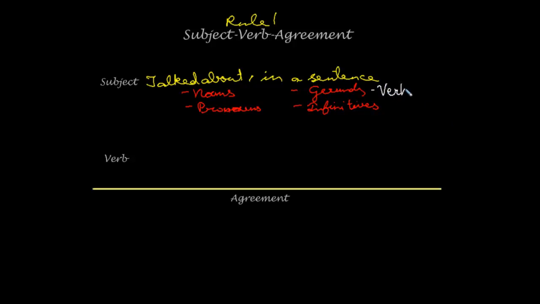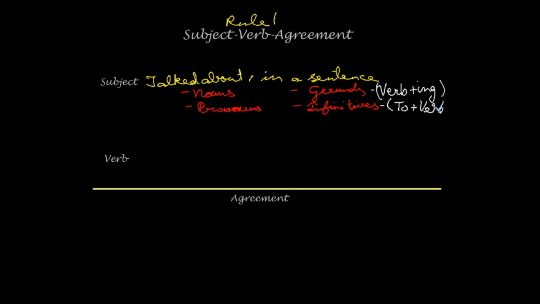When you add an ing to a verb, it becomes a gerund. For example, walk is my verb, which we have already seen in our basic grammar class. If I add ing and say walking is a good exercise, then walking becomes my subject because it's a gerund. In the same manner, if I am talking about infinitives, if I add a to to the verb, it becomes an infinitive.